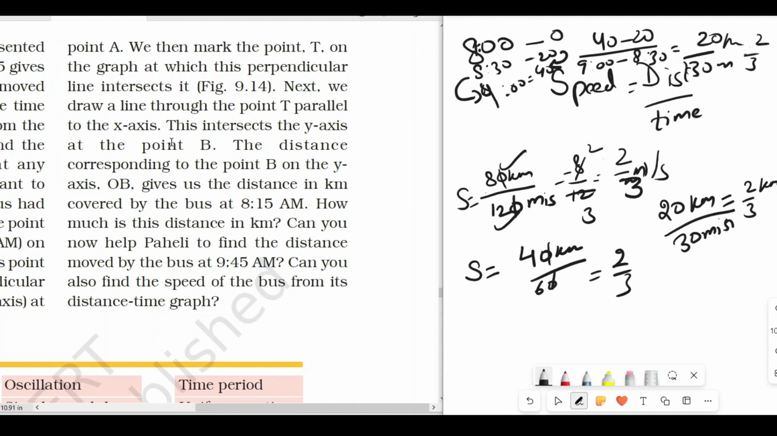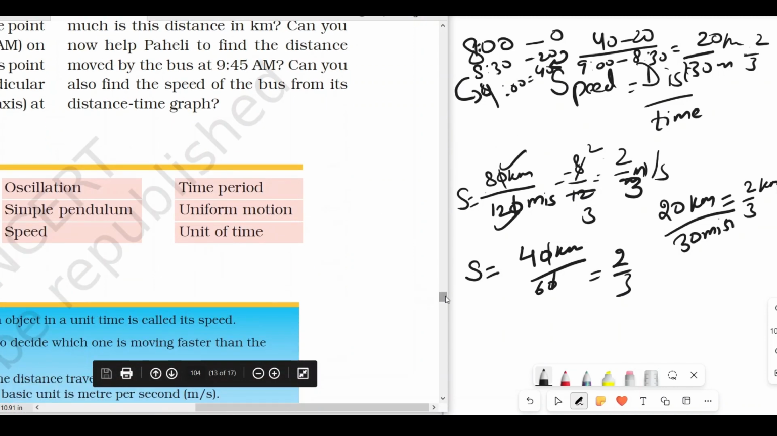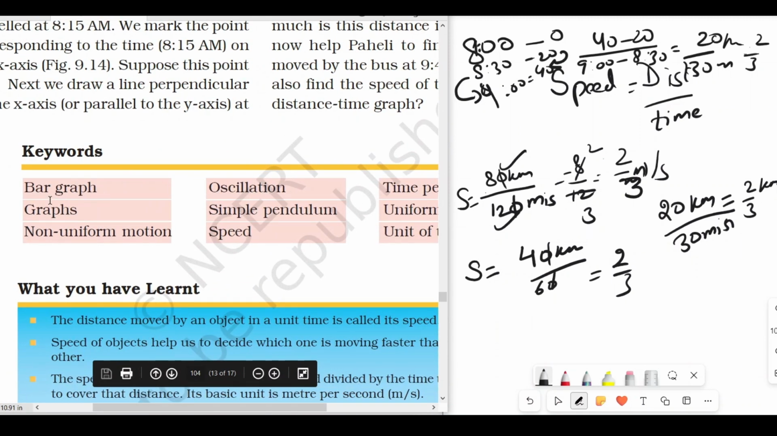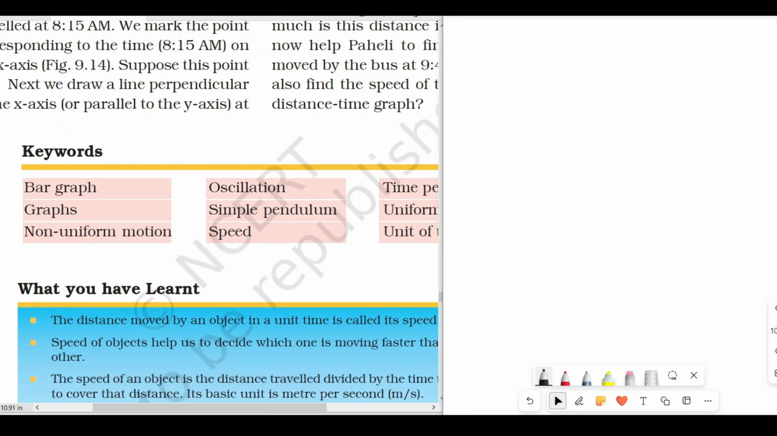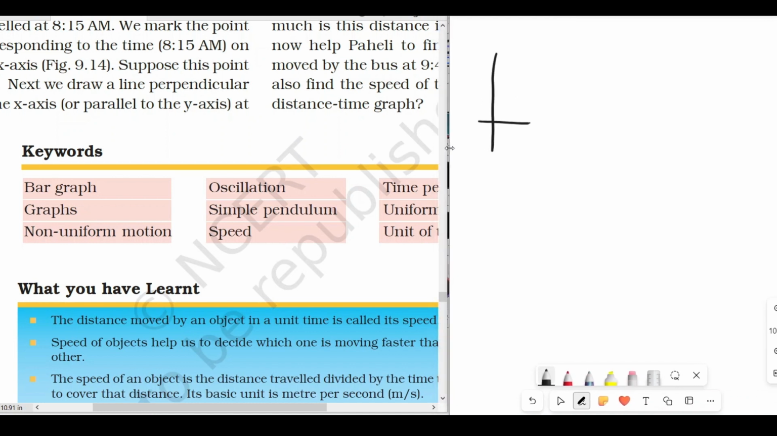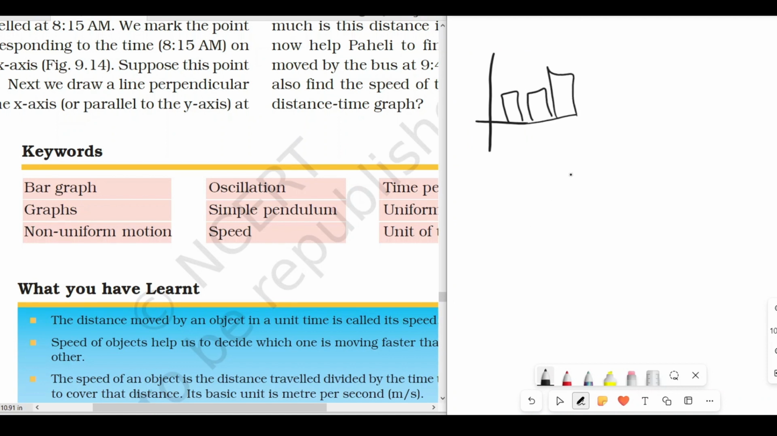Okay, so this kind of ends our chapter here. Let's quickly run through what were the keywords that we used in this chapter. The bar graphs that we just saw, the bars made in a graph like this. So we saw bar graphs like this. Okay, we saw different types of graphs. You're familiar with it. Then uniform motion and non-uniform motion.